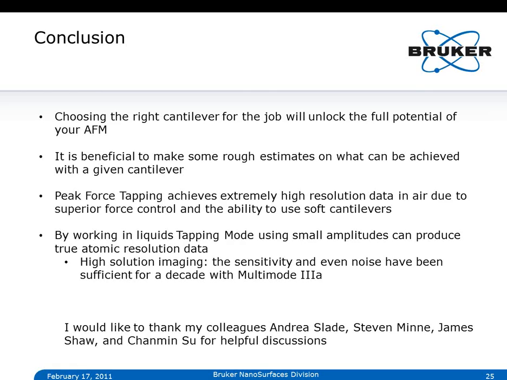PeakForce Tapping achieves extremely high resolution in air due to the superior force control and the ability to use soft cantilevers as compared to conventional tapping mode. However, by working in fluids, tapping mode using small amplitudes in this case can produce true atomic resolution data. And again, don't believe the hype that you have to buy a new gadget for your toolkit. You can do very well with your regular existing MultiMode AFM in this case.